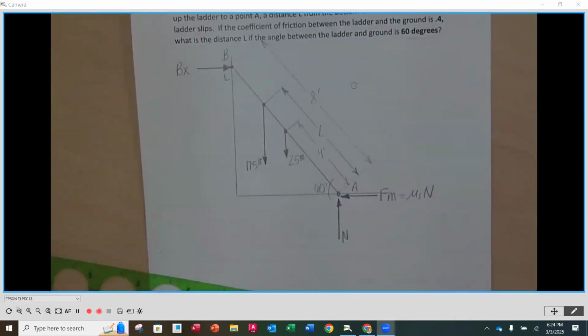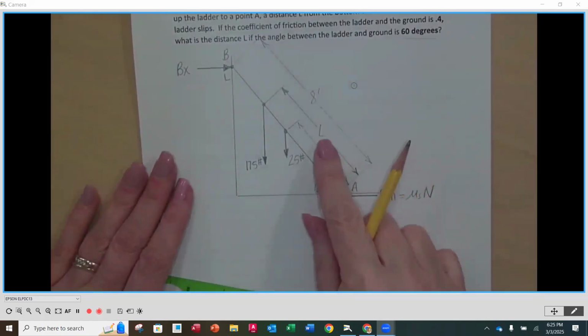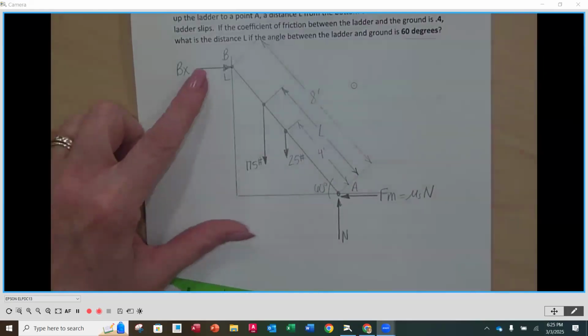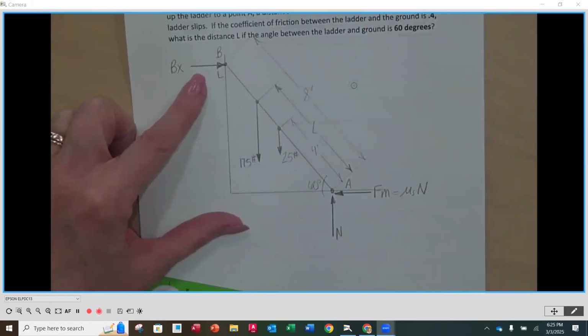Now, as we look here, we've got 3 unknowns. We've got a maximum friction force unknown. We have a normal force unknown, forces-wise, and a Bx. And we know that we need to calculate our L as well. But as far as forces, what I want to do is try to calculate as many as we can right now. Is there any way that we can calculate Bx at this time?